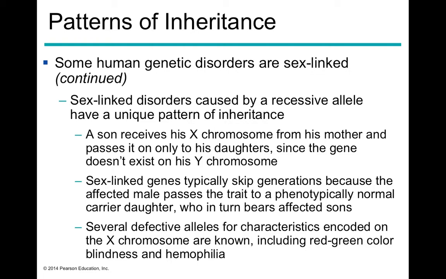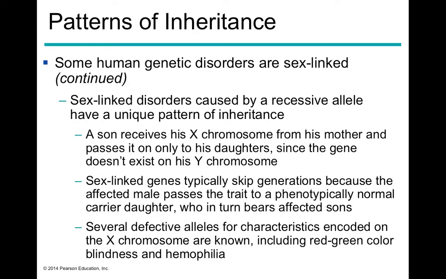So because the son receives his X chromosome from his mom and passes it on to his daughter, right? So the gene doesn't ever exist on the Y chromosome. So he's not going to pass it on to his sons, and he's not going to receive it from his dad, which means that sex-linked genes are going to skip generations because the affected male typically carries it, sends it on to a carrier daughter who doesn't express anything, but then bears affected sons. So it often will skip a generation.